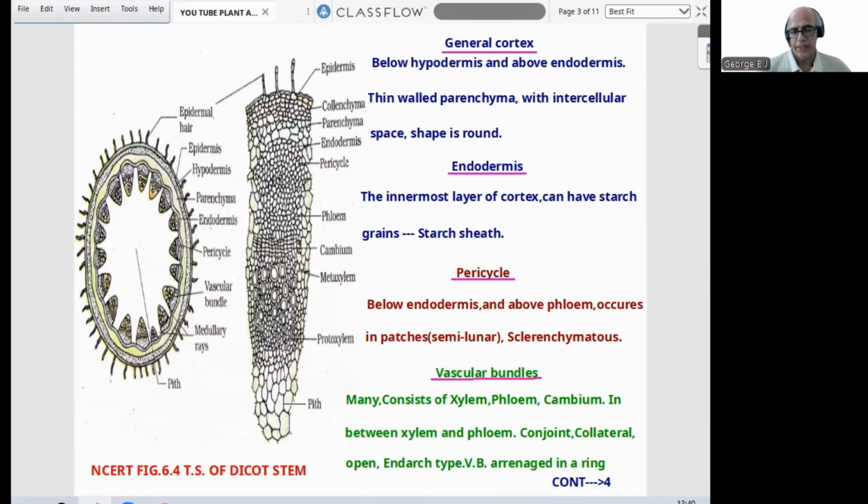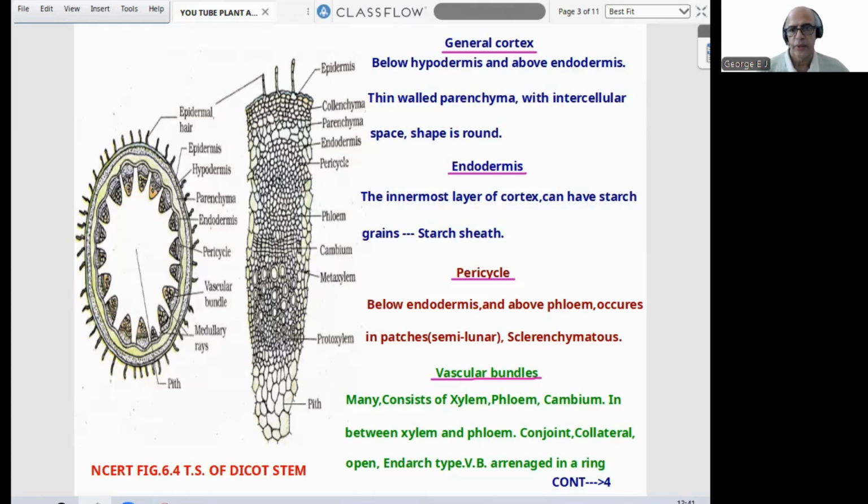Then comes pericycle. It is below endodermis, but above phloem. When you check the diagram, it is very clear. Pericycle you can find here. Endodermis here. So below endodermis is pericycle, and above phloem. So it is sandwiched between endodermis and phloem. It occurs in patches with semilunar shapes, and it is made up of sclerenchyma.